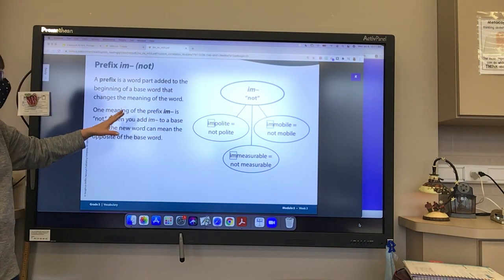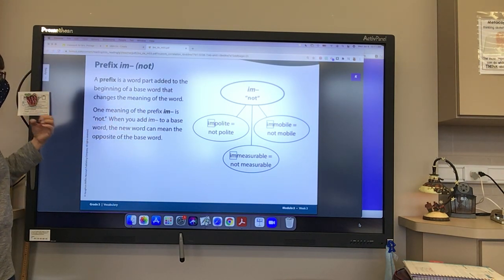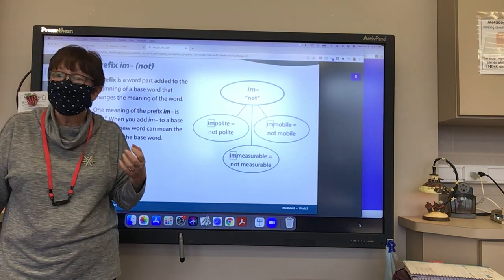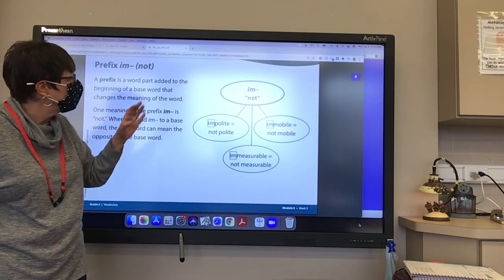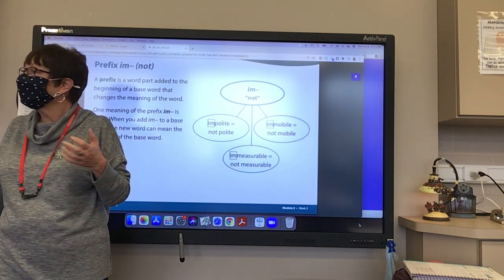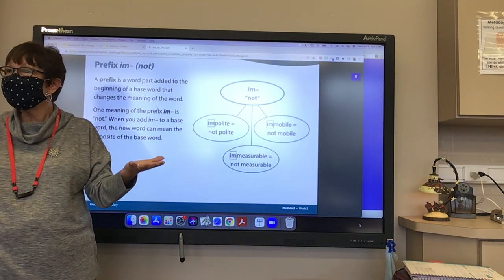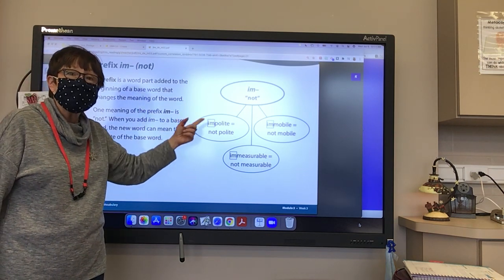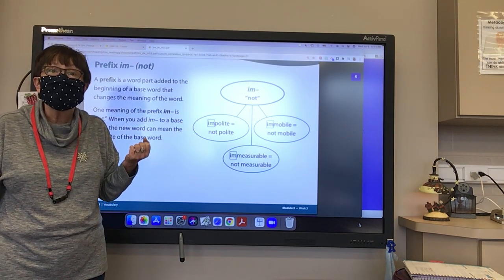So when you add im to a base word, the new word can mean the opposite of the base word. So here are some examples. Impolite. Who's heard that word, impolite? Yes, everybody's heard that word. That means not polite. It means someone is not polite.